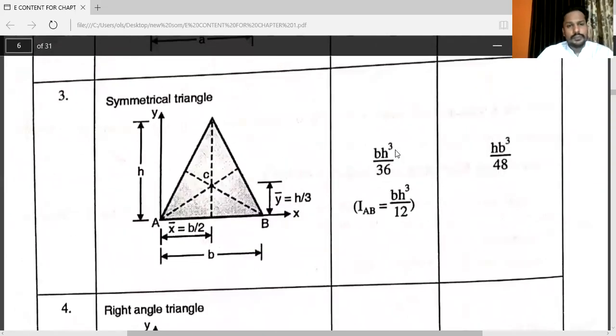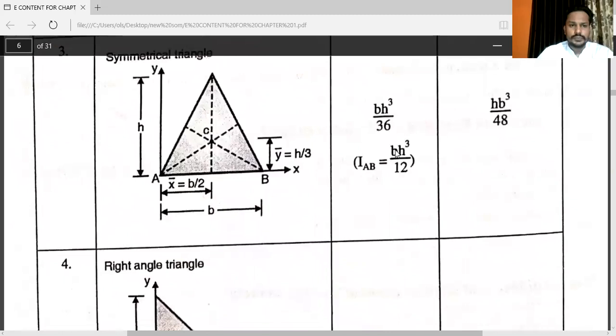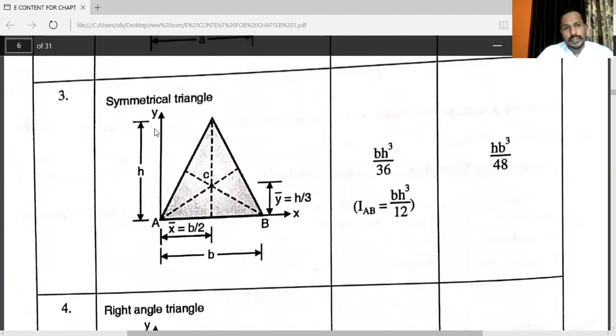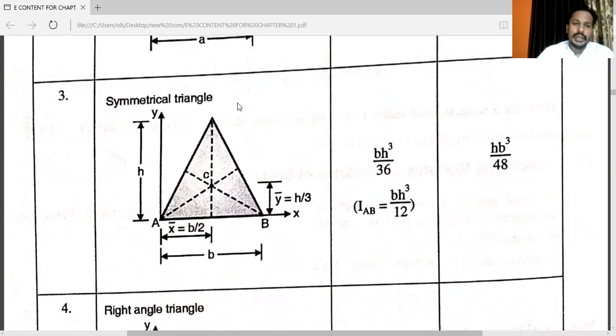See, for every chapter, the required theory is very important. See the third step, or you can say the third shape, that is symmetrical triangle. You can see this symmetrical triangle. This one is the horizontal axis. This one is the vertical axis. Height is given, that is H.